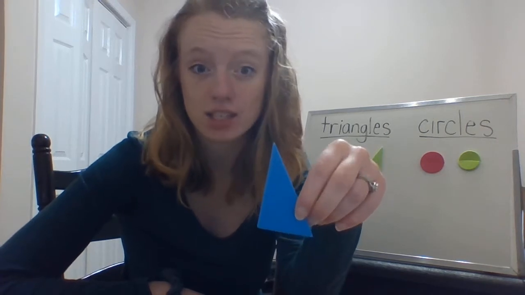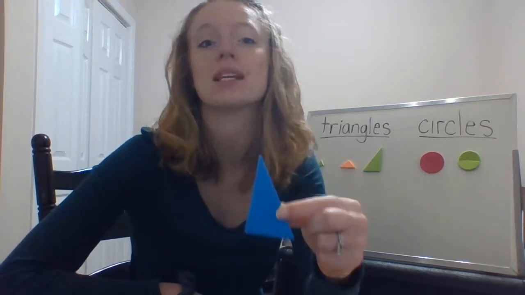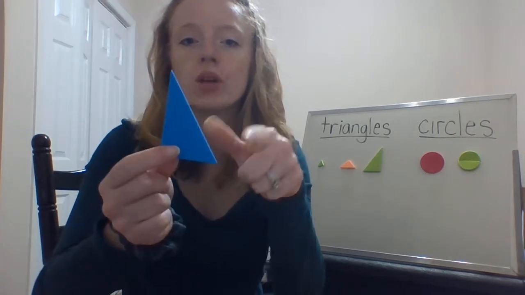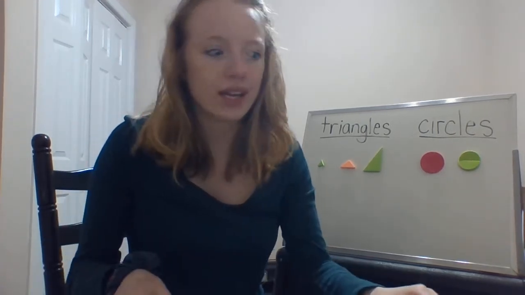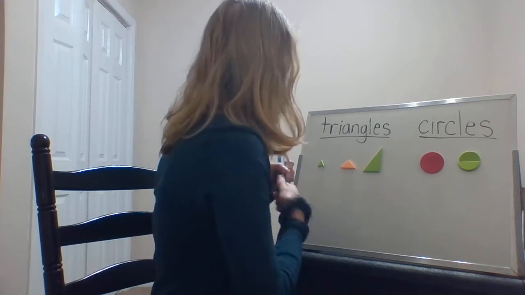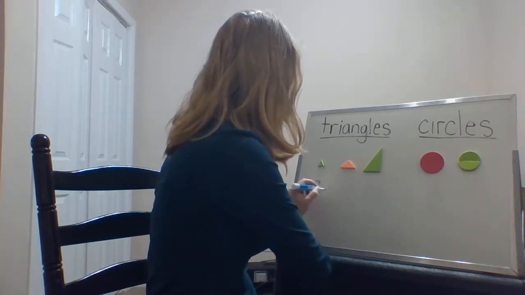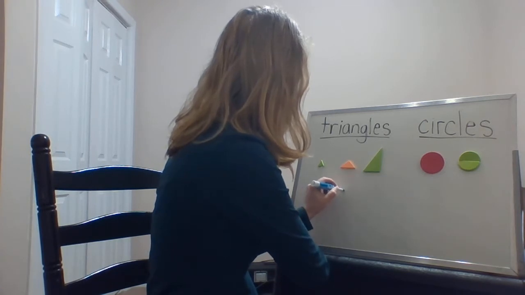Well, when we talked about squares and rectangles, we counted how many sides the shape had. So let's count to see how many sides a triangle has. 1, 2, 3. So we know that triangles have 3 sides.